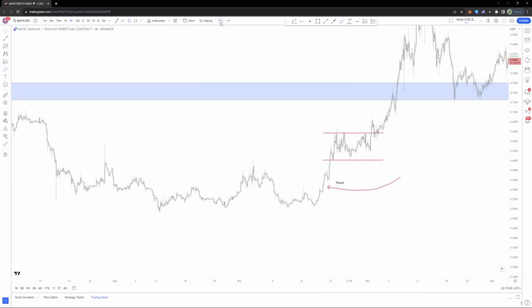We then enter our patch of consolidation. And what we're looking for during our consolidation patch is good boundaries, because we want this to be a range. So we're looking for good boundaries here. We're looking for resistance and support, two nice boundaries that we can play off.